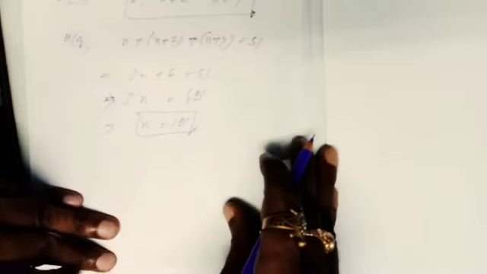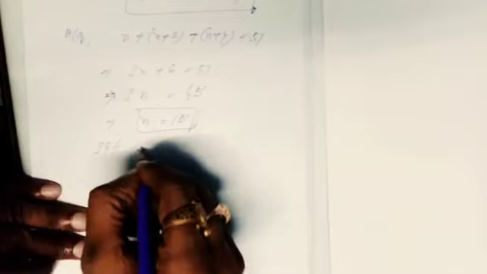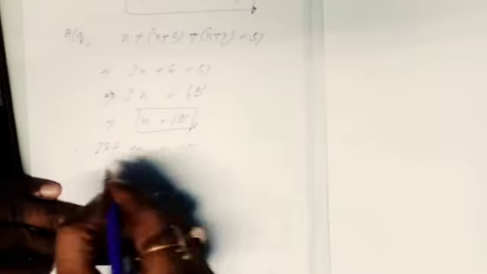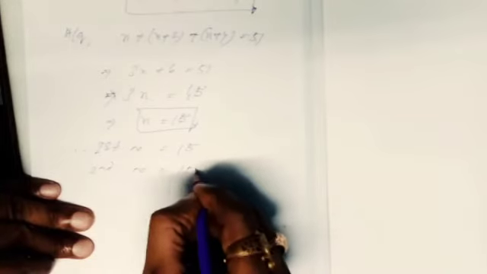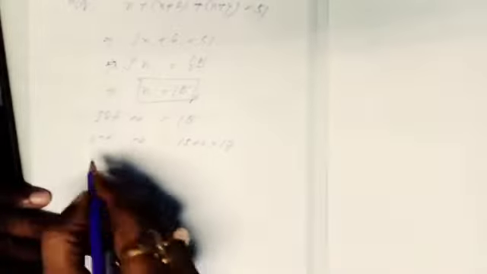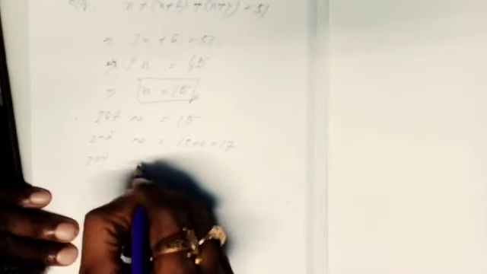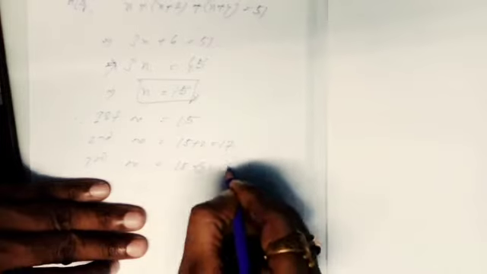After getting the value of x, you can get the first number. What is it? The first number is equal to 15. The second number is equal to 15 plus 2, that is 17. The third number, that is 15 plus 4, that is 19. Okay. In this way, the three odd numbers are 15, 17, 19. Next, number 4.